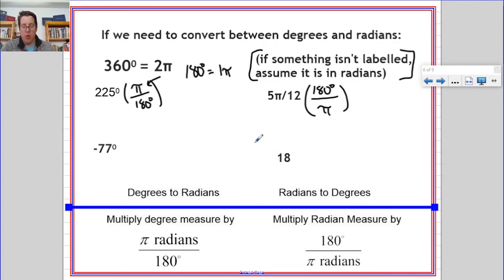Something that's going to be important, and if we have a test, this will show up on it, is that 18 is 18 radians, not 18 degrees.